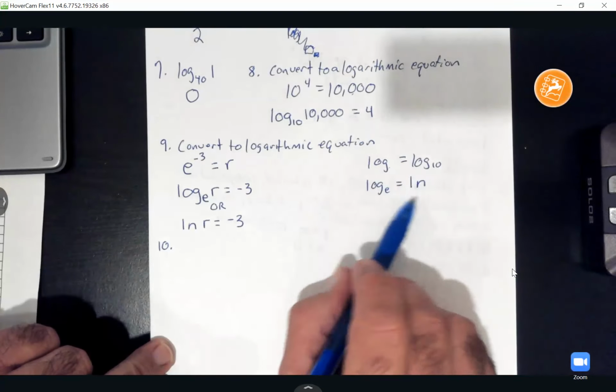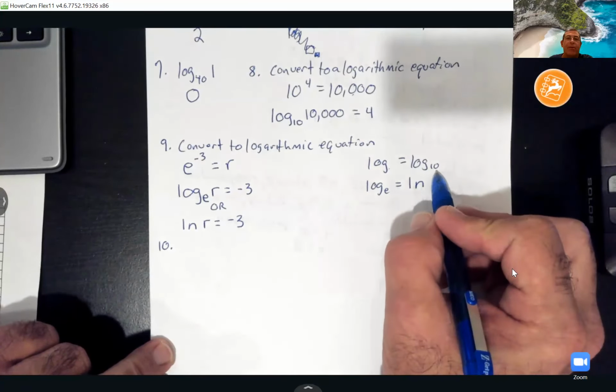Any other log has to have that base written on it, okay?